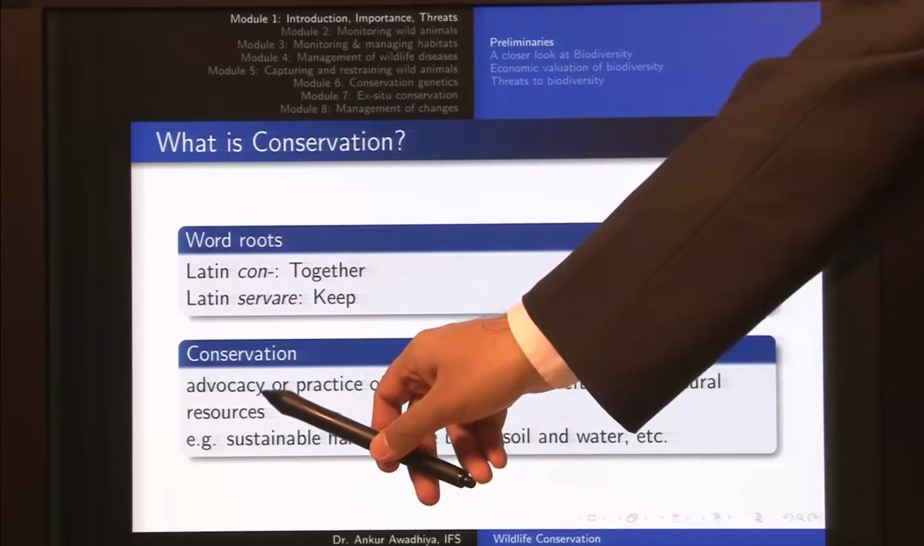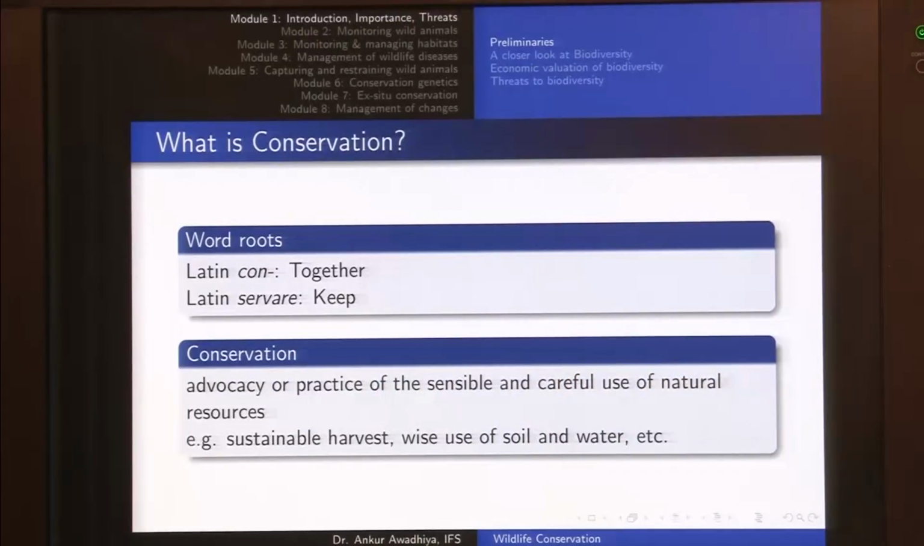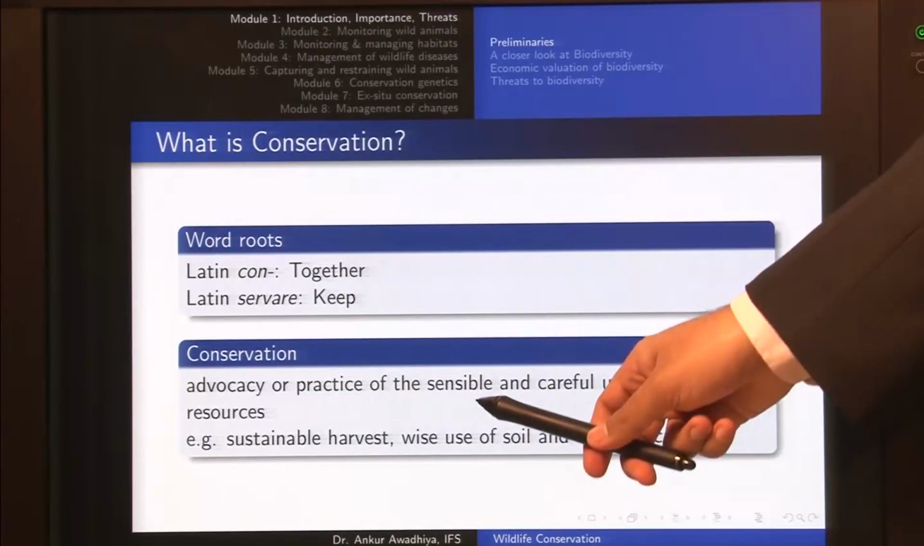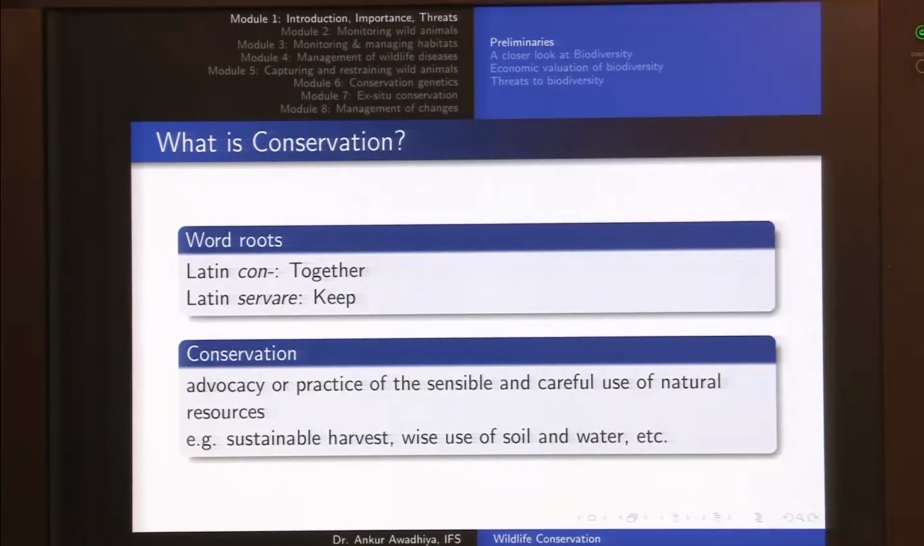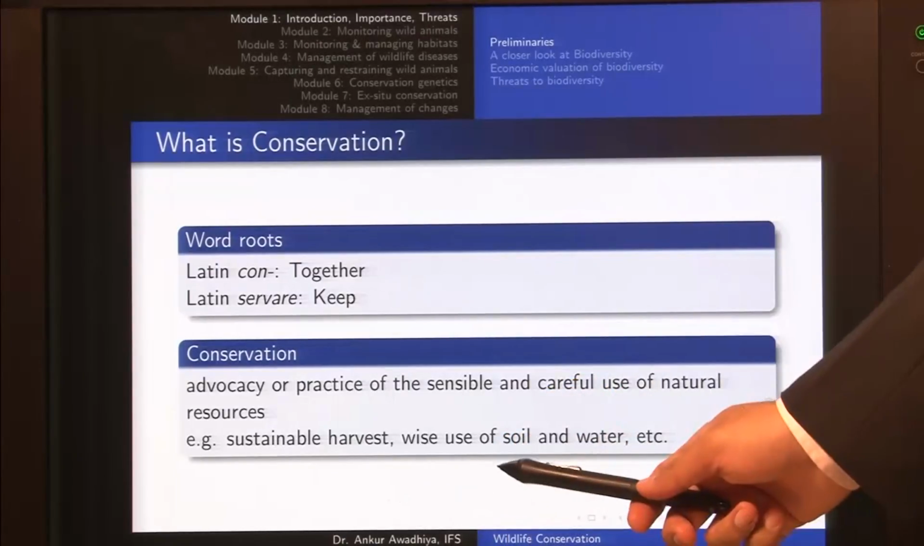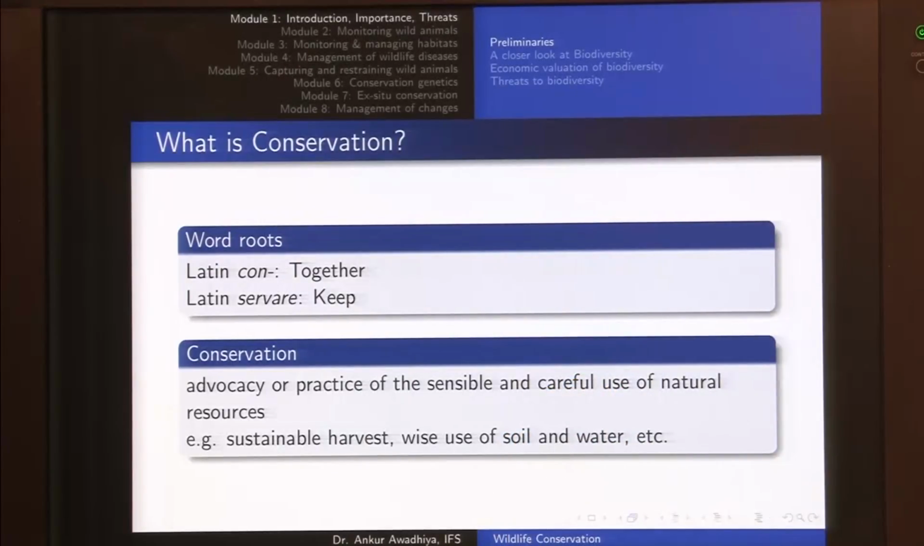So, it is advocacy. People talk about it, people try to advocate it, people try to profess about it, and it is also the practice. You do not just say about it, you also practice it, you put it into action: the sensible and careful use of natural resources. You are taking care that you are not exhausting your resources at a very fast rate, you are doing it carefully. Examples include sustainable harvest, wise use of soil and water, etc.